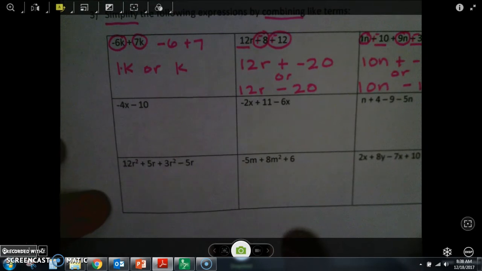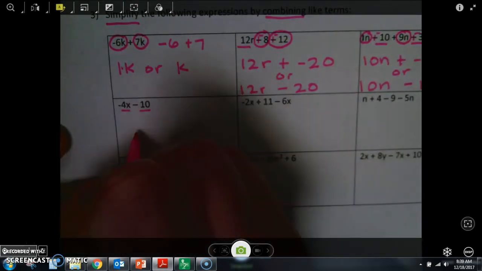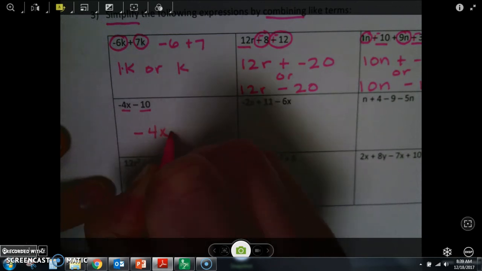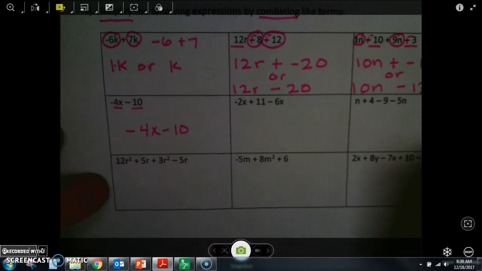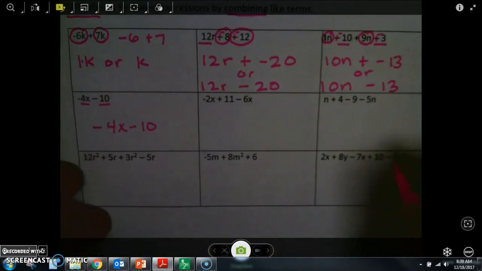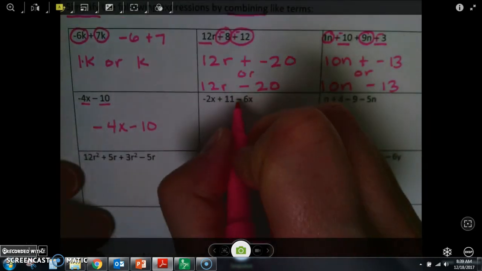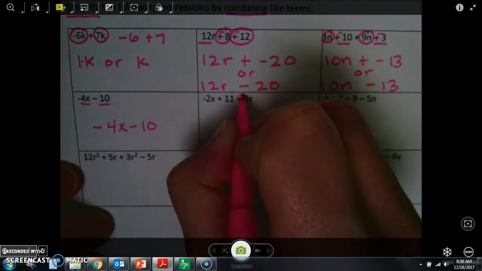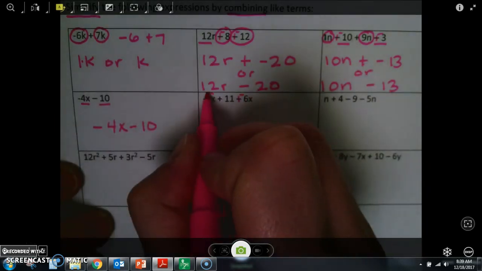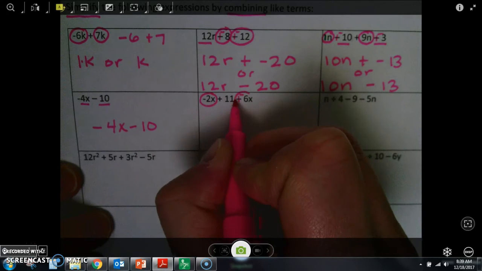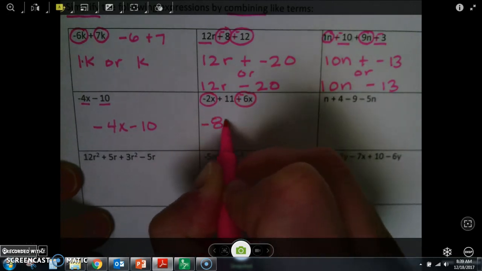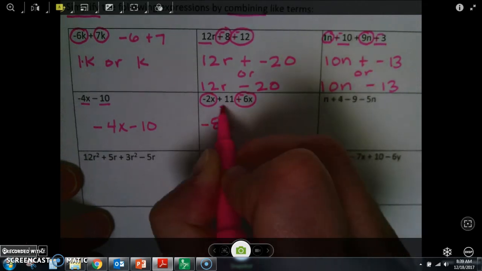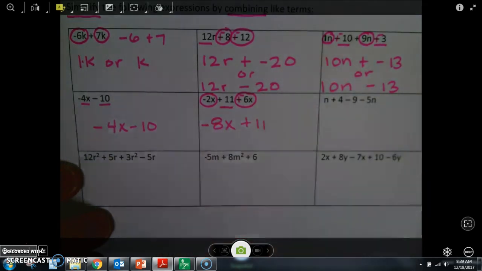Next one, negative 4x minus 10. These are not like terms. So you actually cannot simplify that. So you would just write it the way that it was given to you, negative 4x minus 10. Next one, I see a minus sign, so I'm going to change that to adding the opposite right away. So now I have negative 2x plus negative 6x. Those are the like terms, so that would be negative 8x. And then 11 doesn't have a like term, so I would just put plus 11 after that.